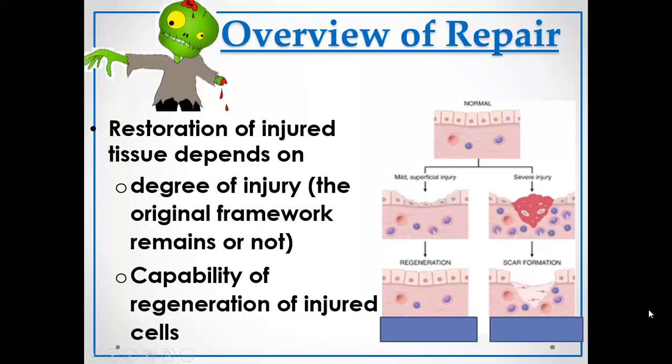Look, this is normal skin. When we have a mild superficial injury that does not affect the basement membrane, the cells can regenerate again into normal and restore their original function and architecture without any problem.